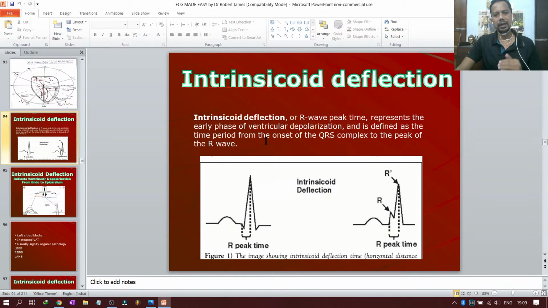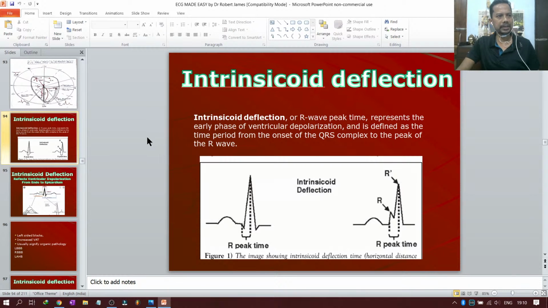Okay, basically slightly more than 1 small square, it should not be more than that. That is intrinsicoid deflection. If it is more than that, you can call it increased VAT. VAT means ventricular activation time. So when there is increased ventricular activation time, intrinsicoid deflection is more deep like this. In other words, you will see a nice R wave, ascending limb of R, descending limb of R. It will be like that.